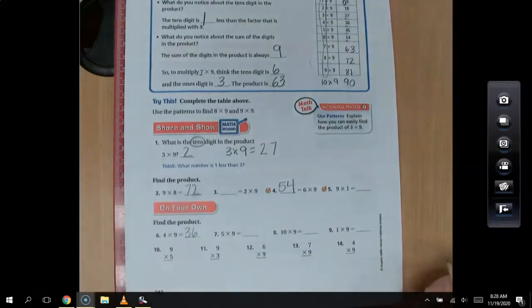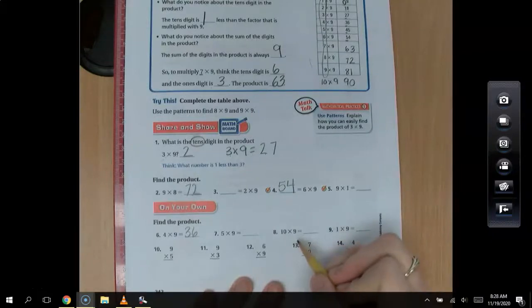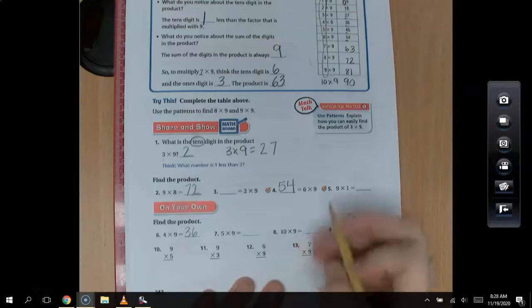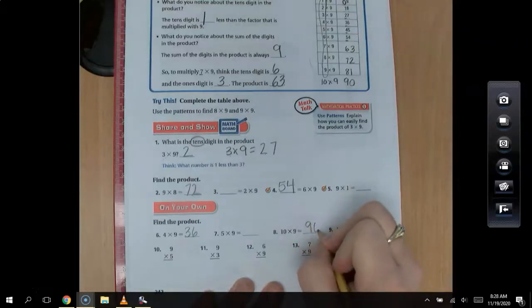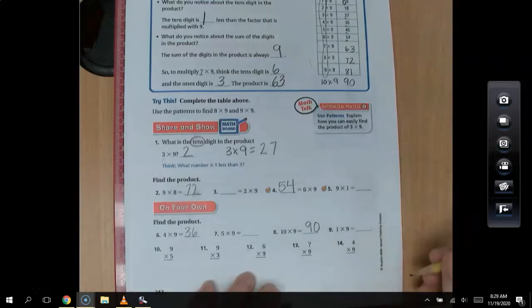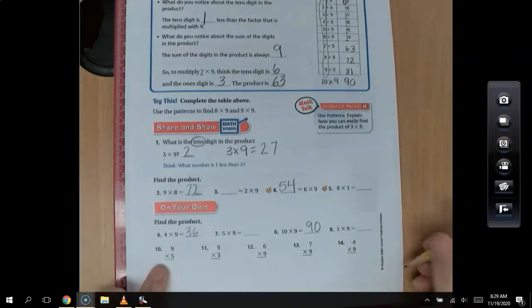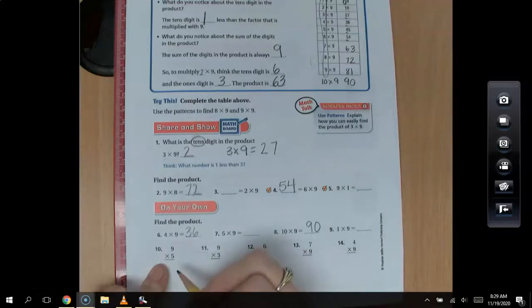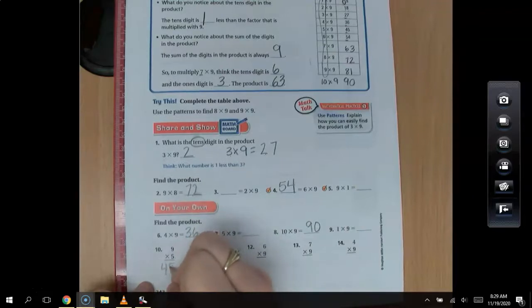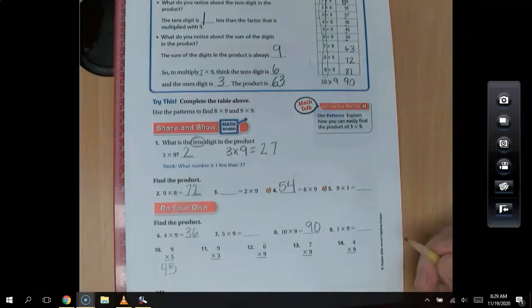Great job. All right, let's look at number 8, 10 times 9. Boys and girls, I don't even need to do my fingers trick for this one. I can count my 10s 9 times, okay? What is 10 times 9? If you said 90, you are correct. Good job. Okay, let's look at number 10. 9 times 5. Boys and girls, don't draw it out. Don't do your 9s trick. Count by 5s 9 times. What is 9 times 5? 45. Fantastic.